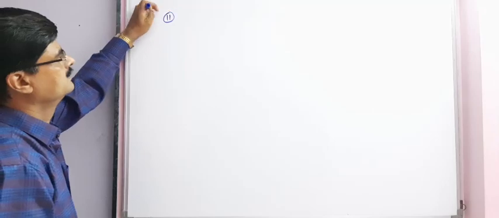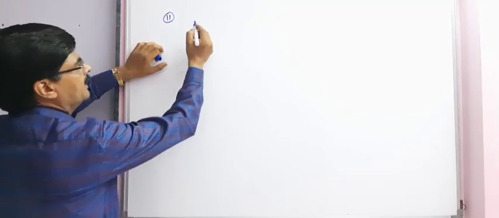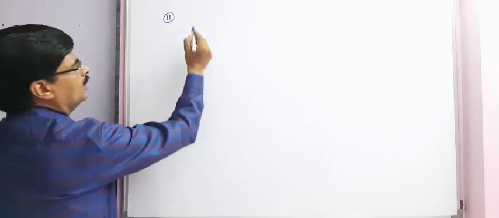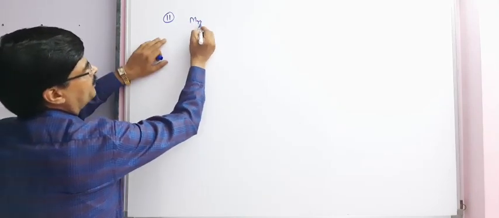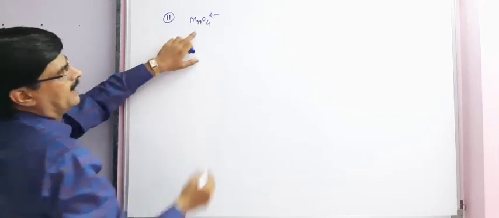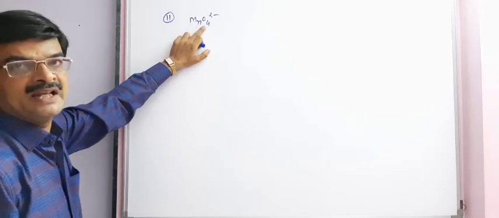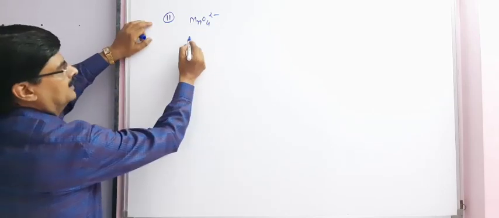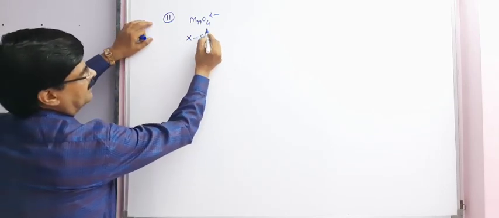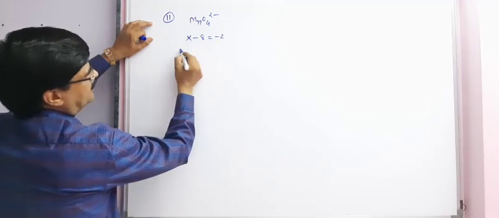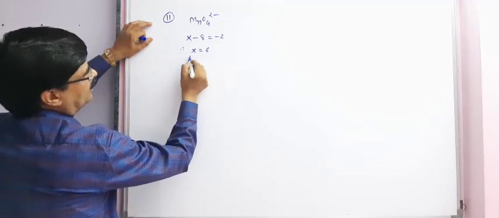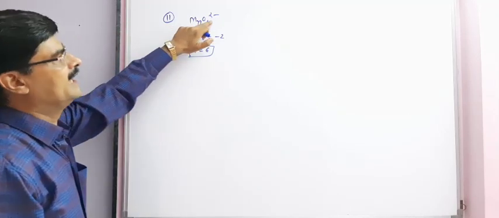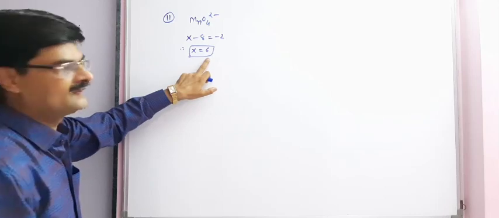Next one, 11th. If we have to find out the oxidation state of, say, MnO4 2 minus, this is a very simple example and can easily be done by the formula method. Say x minus 4 into 2, that is 8, is equal to minus 2. We will get x is equal to 6. So the oxidation state of manganese in MnO4 2 minus is equal to 6.